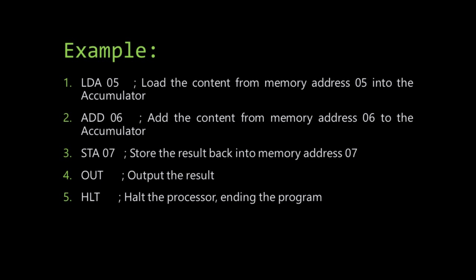Fifth is the decode and execute cycle, or the instruction for OUT. The opcode OUT is decoded. The content of the accumulator is moved to the output register for display or further processing. And number 6 is the decode and execute cycle, the instruction 5, HLT. The opcode HLT is decoded and the processor is halted, ending the program.